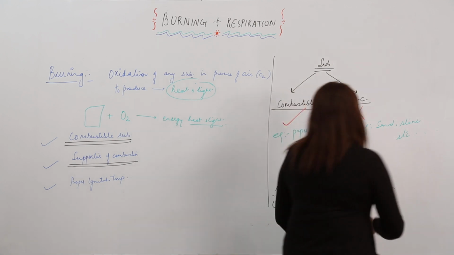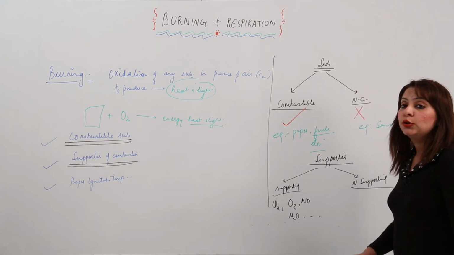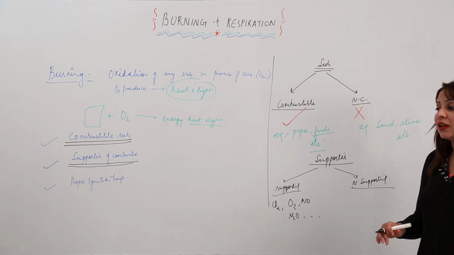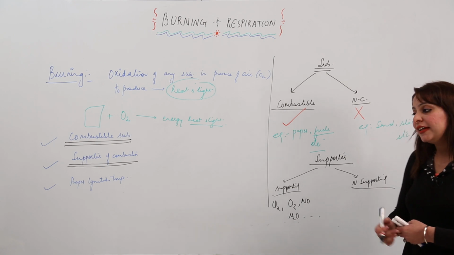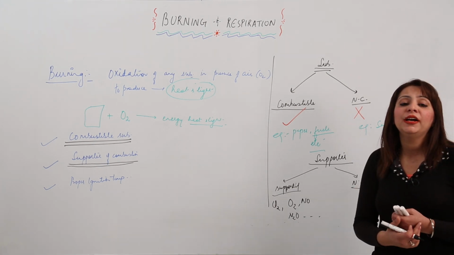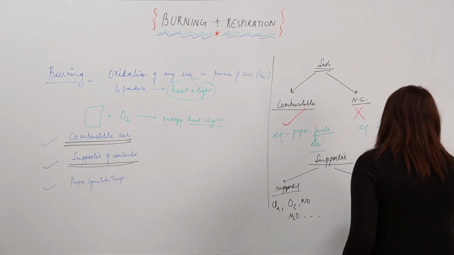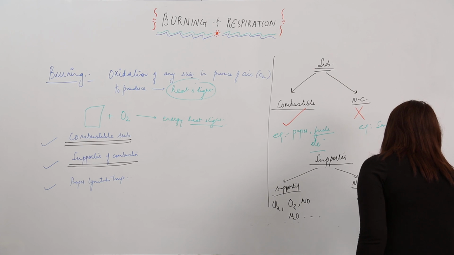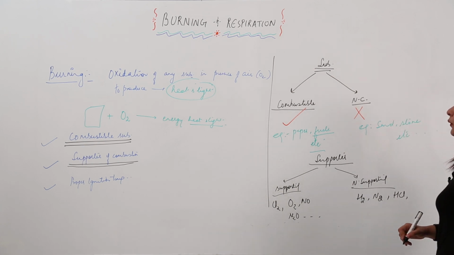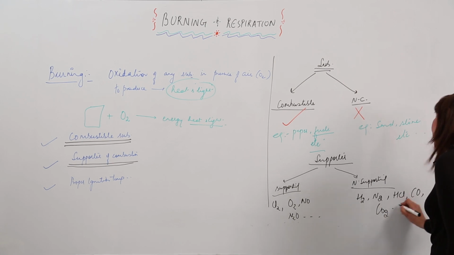And now we are talking about the gases which do not support combustion. That means they don't allow the combustion to take place, or you can say they actually extinguish the burning. They are used to extinguish the fire whenever it is needed. So which gases come under this category? It is hydrogen gas, nitrogen gas, hydrogen chloride. Likewise, we have carbon monoxide, carbon dioxide, and many more.